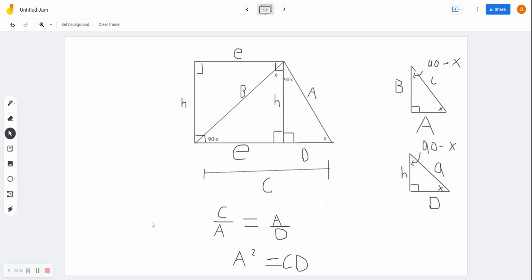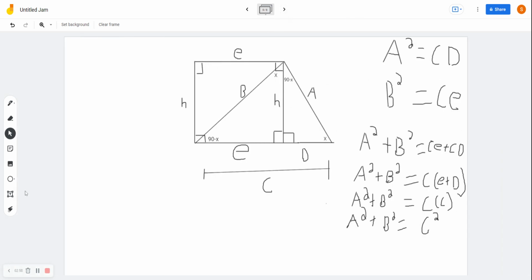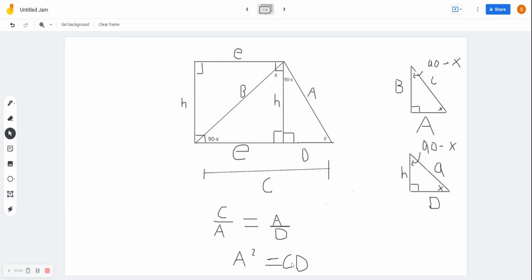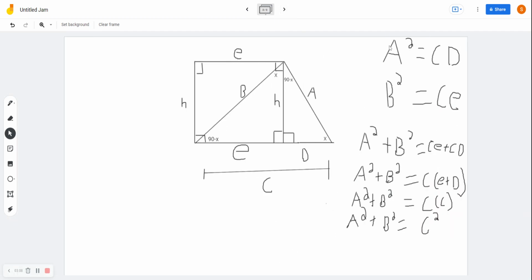We can do the same thing with a. We know that a here is between the right angle and the x, and we know that d is between the right angle and the x, so we have hypotenuse over that side, and then hypotenuse over that side. So then we could add them. Then we know from here that a squared equals c times d, and we know that b squared equals c times e. A squared equals cd, b squared equals ce.